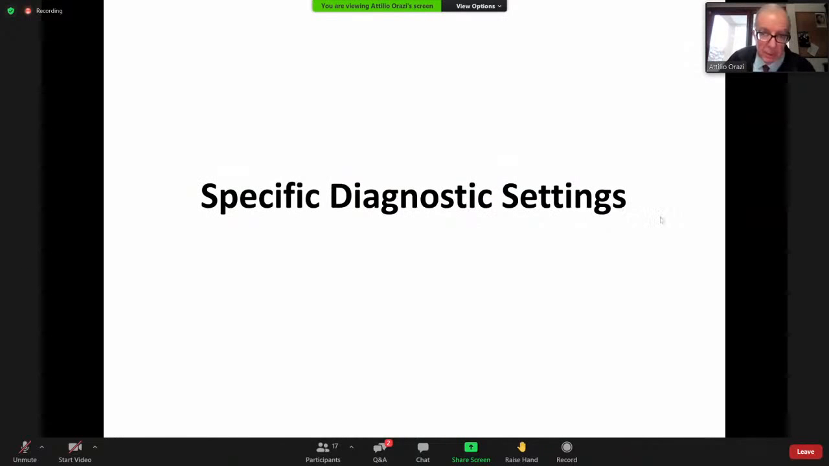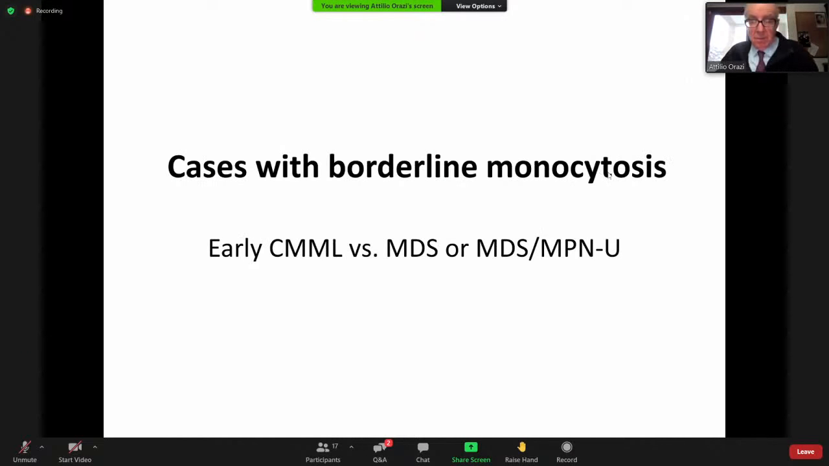So, specific diagnostic setting, very briefly. I know that you have seen those cases, everybody else. So, cases with borderline monocytosis. So you have a patient who might be an MDS, he has a refractory anemia, he's got something going on, he's not reactive, maybe he has a mutation, but you have borderline monocytosis, you don't fulfill the WHO, you don't fulfill the 1,000 per microliter.